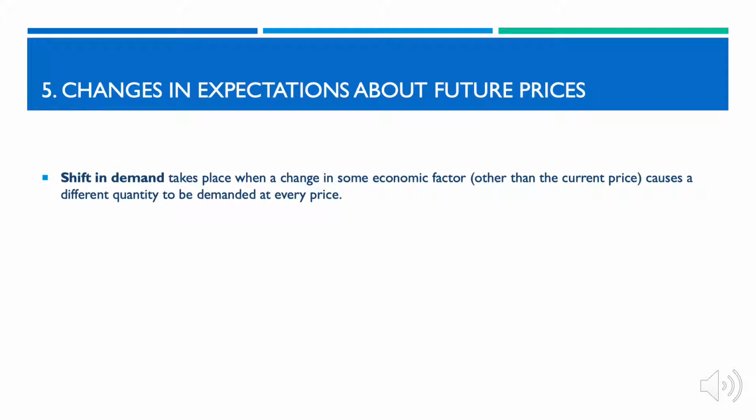All right, lastly is number 5, changes in expectations about future prices. A shift in demand takes place when a change in some economic factor other than the current price causes a different quantity to be demanded at every price. The price of a good affects the quantity demanded. It is also true that expectations about the future price, or expectations about taste and preferences, income, and so on can affect demand. So these are some of the factors that will shift a demand curve.